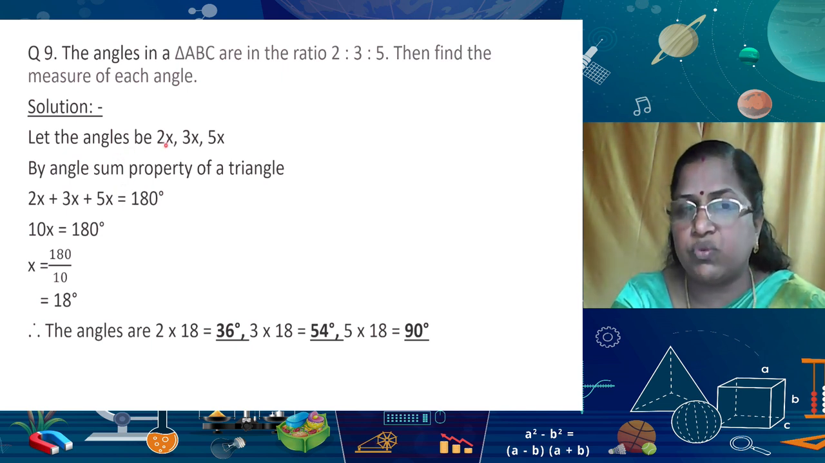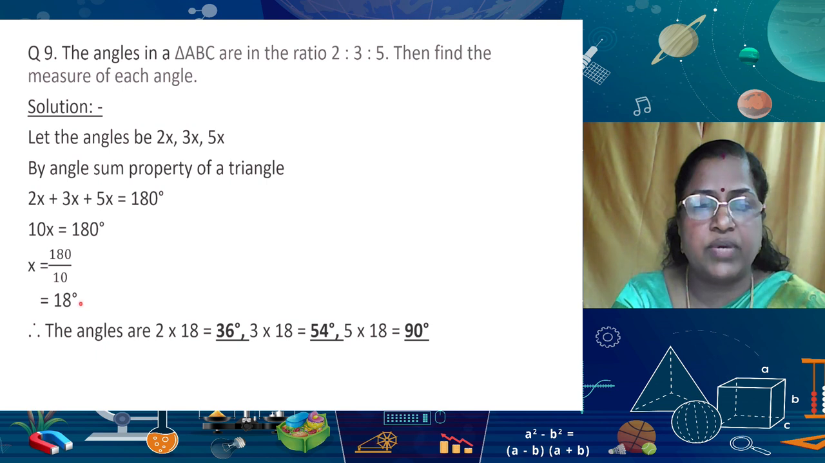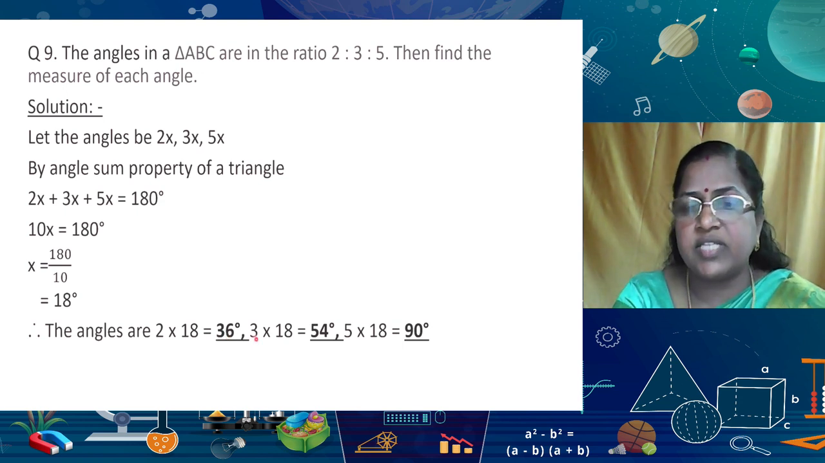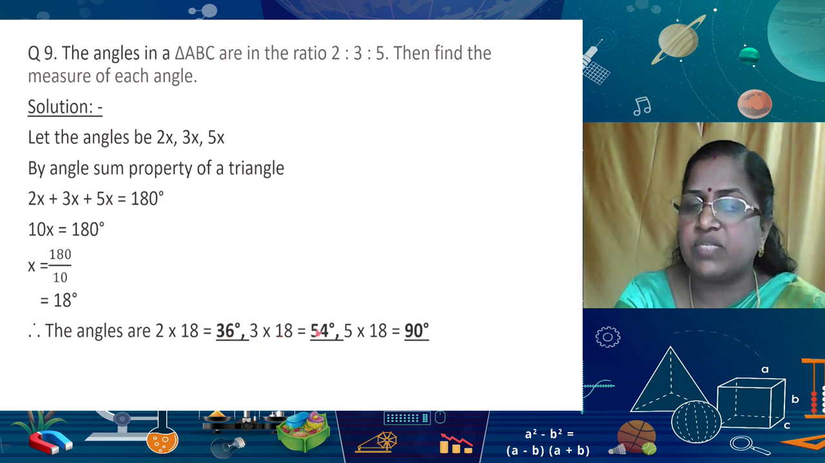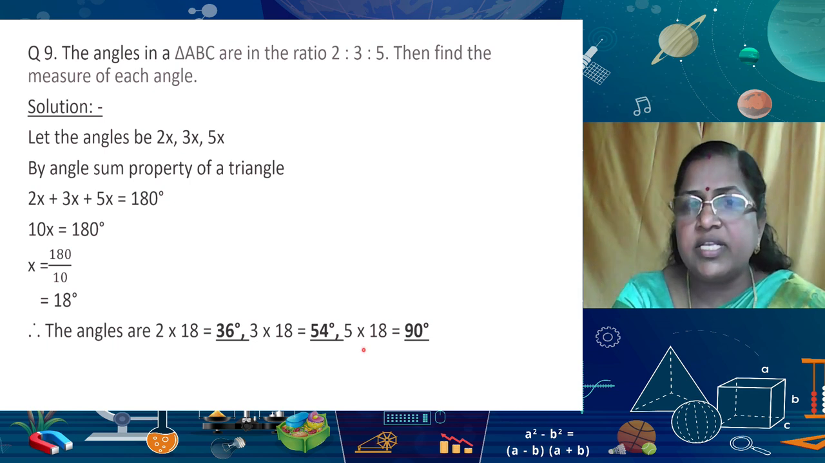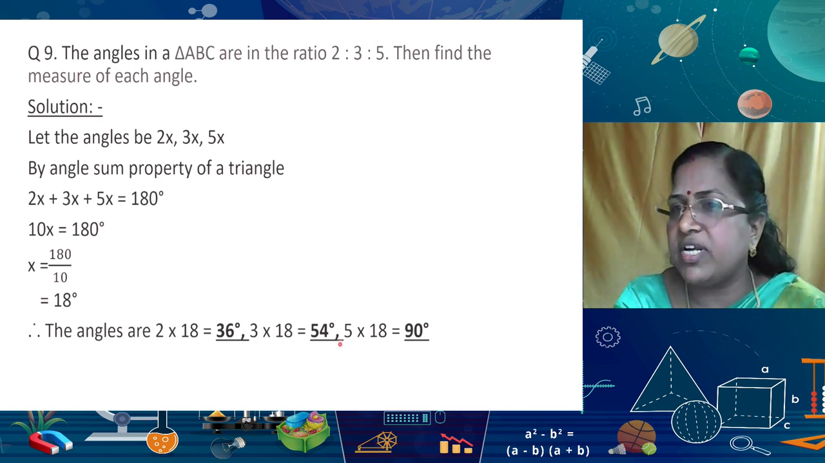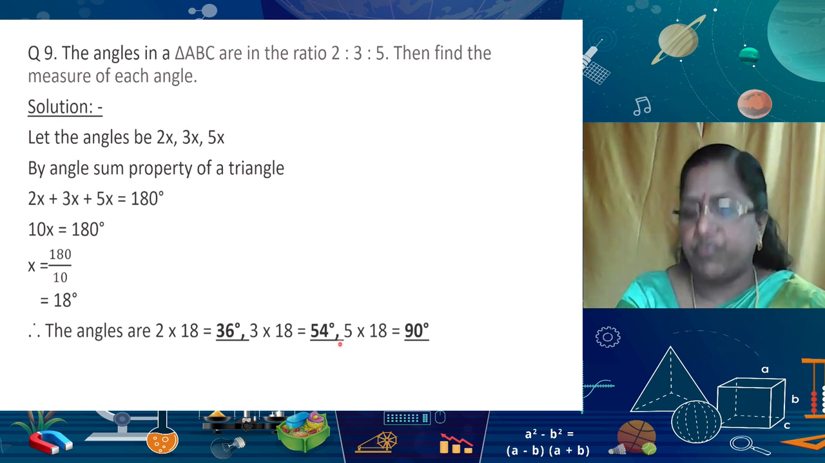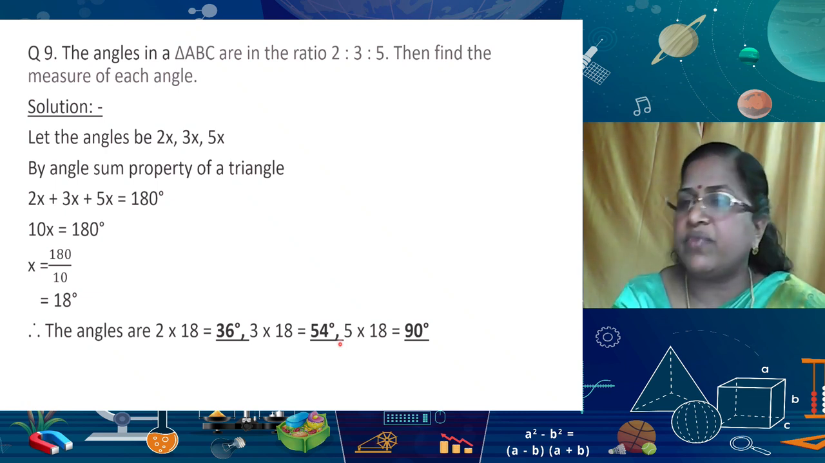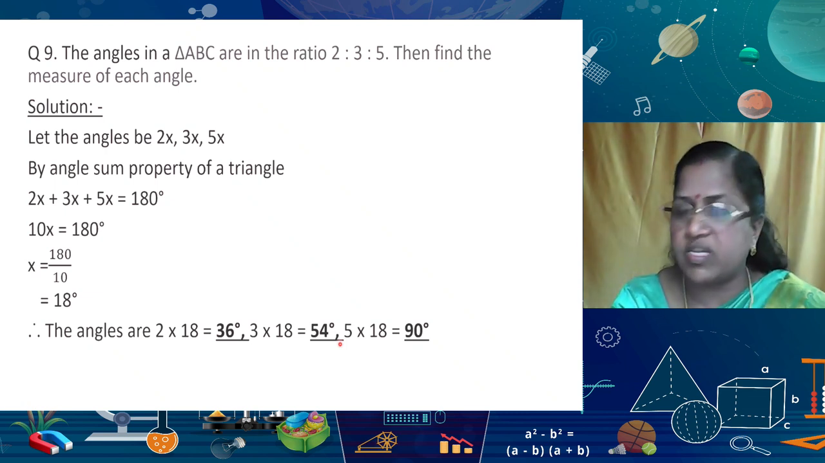First angle is 2x, so we have 2 into 18. Second angle is 3x, that is 3 into 18. Here, 2 into 18 is 36, the second one 3 into 18 is 54 degree, and the third one 5 into 18 is equal to 90 degrees. In this way, we can find the angles of a triangle whenever we are given these angles in ratio. Now, we can conclude some of the properties of triangles and angles in this chapter.